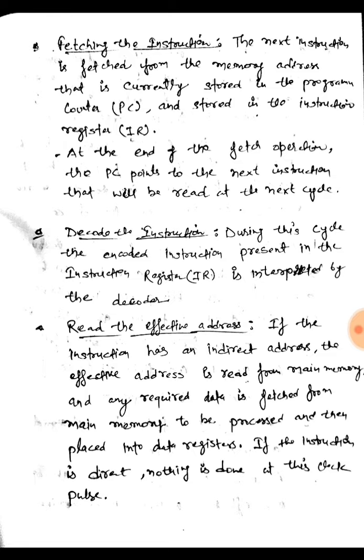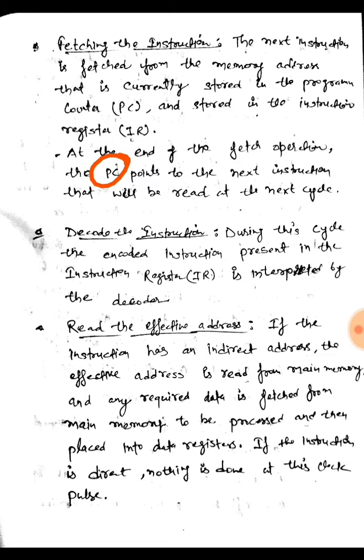At the end of the fetch operation, the PC, the program counter, which is a register, points to the next instruction to be read in the next cycle. So it will then direct us to the next instruction.